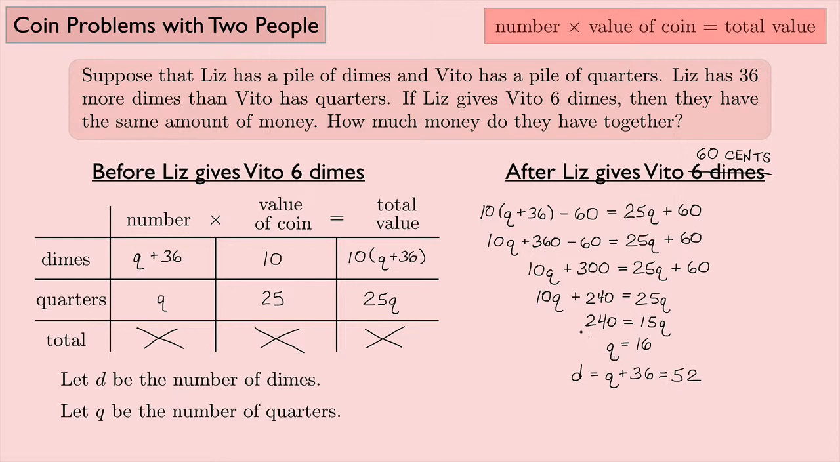All right. Now the question asks, how much money do they have together? So we need to figure out how much money this is. We would have 16 quarters, so that's 16 times 25 cents, and then 52 dimes, so that's 52 times 10. If you do this out on a calculator, you end up getting 920. So that means that together they had $9.20.